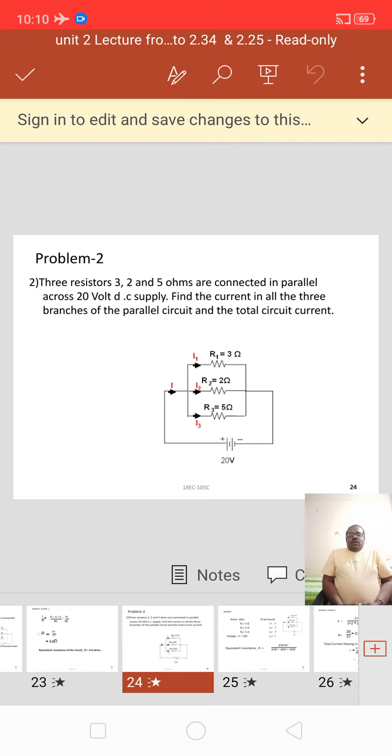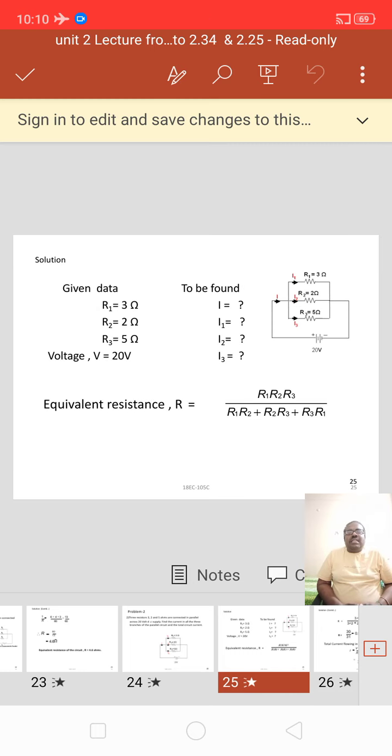Now, 3 resistors 3, 2 and 5 ohms are connected in parallel across 20 volts DC supply. Find the current in all the 3 branches of the parallel circuit and the total circuit current. Here it is a different problem, that is when 3 resistors are connected in parallel across 20 volts supply, find the current in all the 3 branches. We want to find the value of current in 3 branches, that is I1, I2, I3, and also the total circuit current. Here given 3 resistors R1 equal to 3 ohms, R2 equal to 2 ohms, R3 equal to 5 ohms and voltage V equal to 20 volts.